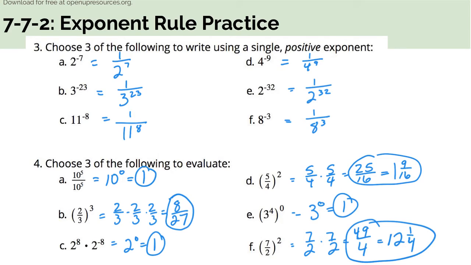Going over to D, multiply across the top, multiply across the bottom, 25/16. I could simplify that to 1 and 9/16. Either one of those is fine. So take a look at those. If you have any questions, again, please don't hesitate to ask.